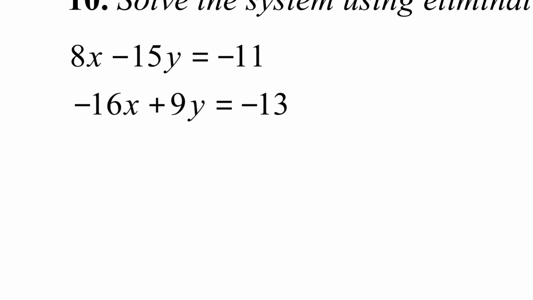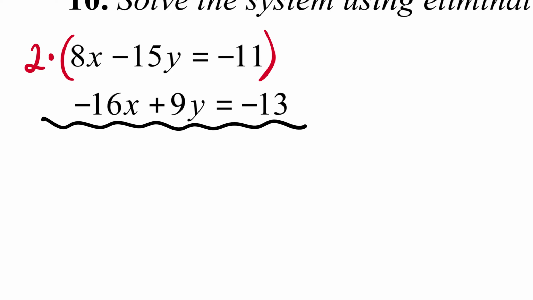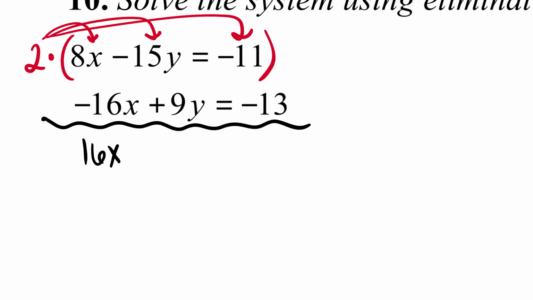So I'm going to go ahead and just choose to get rid of x, and the only thing I have to do first is multiply this first one times 2, right? That would make that 16x on top and minus 16x on bottom. That's what I want. So let's go ahead and do that. So I'm going to do 2 times 8x, 2 times negative 15y, and 2 times negative 11. So 2 times 8x is 16x. 2 times minus 15y is minus 30y. Equals 2 times negative 11 is negative 22.